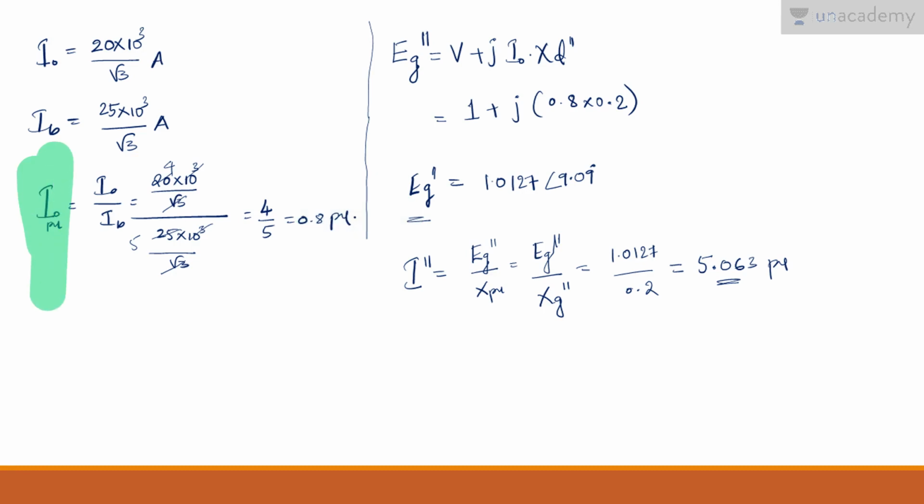Now I will find the pre-fault internally generated EMF, that is V plus j I0 into XD double dash. V is 1 per unit always, because the load voltage or terminal voltage is taken as the base. Putting in the values, we are just concerned about the magnitude, and EG double dash is 1.0127. I double dash equals EG double dash by the reactance up to the point of fault. Only the reactance up to the point of fault is there, that is XG double dash, the subtransient reactance. Putting in the values, you get 5.063 per unit as the answer. This is the answer for this particular question.